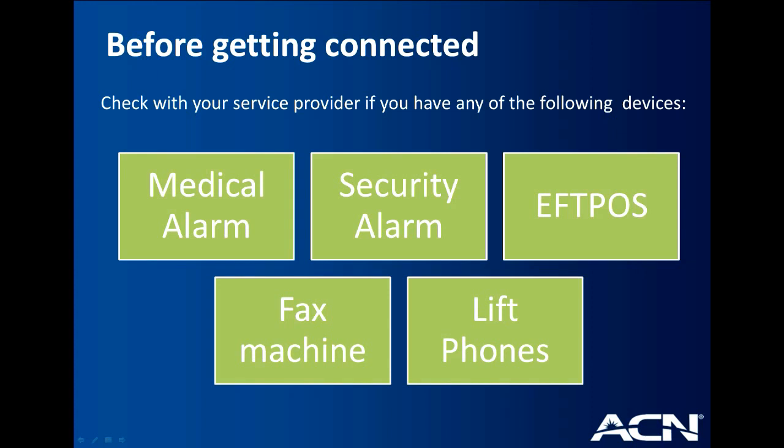Before getting connected, you'll need to check with your service provider if you have any of the following devices. Many types of devices that are normally connected to phone lines, such as medical and security alarms, FPOS and fax machines, lift phones and fire indicator panels, can work over the NBN network. It's really important to plan and prepare well in advance to move these services. We recommend talking to your device provider for advice.